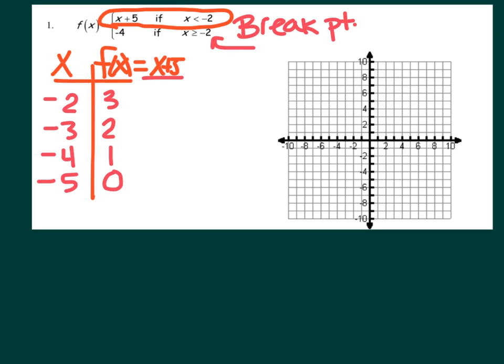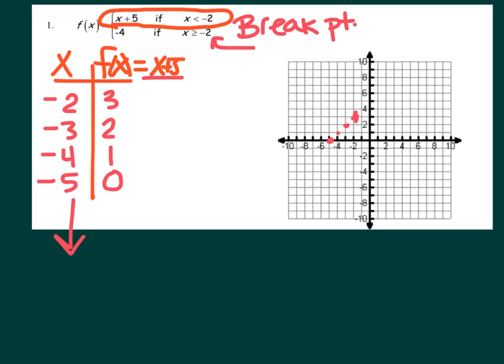So I'm going to go -2, 3. I'm going to do the best I can here. -2, 3, -3, 2. Let's see, -4, 1, and -5, 0. Now it just doesn't stop there, and that's what you have to continue. It's going to go in this direction forever, okay? Because it says all values that are less than -2.